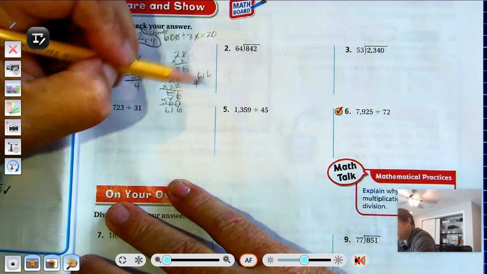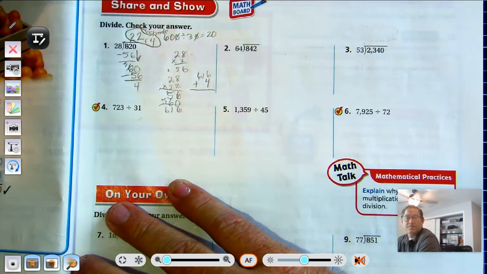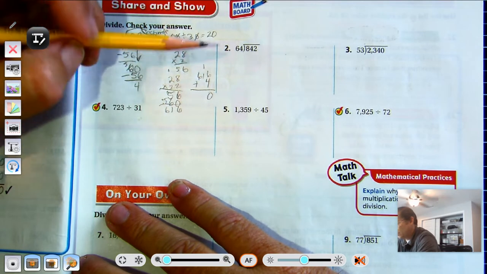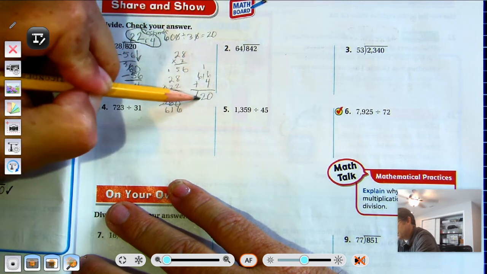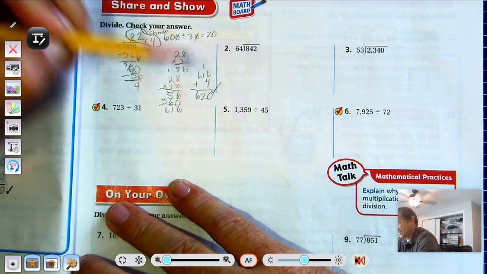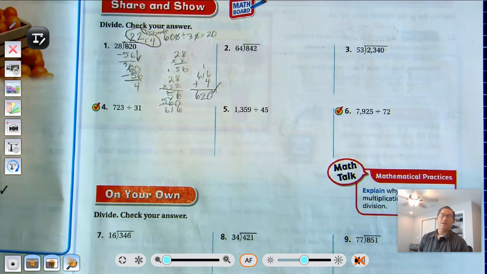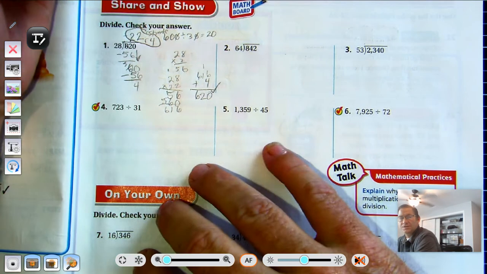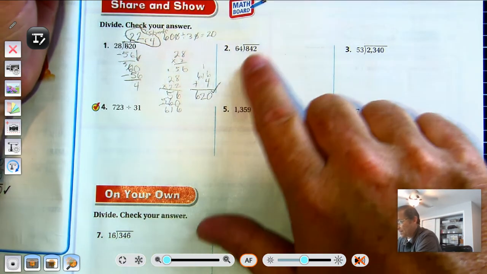But we do have a remainder of 4. 6 plus 4 is 10. Regroup that as 1 ten and 0 ones. 1 and 1 is 2 tens, 620. So those answers match. All right, 22. Could only hope, right? All right, number 2. 842 divided by 64.